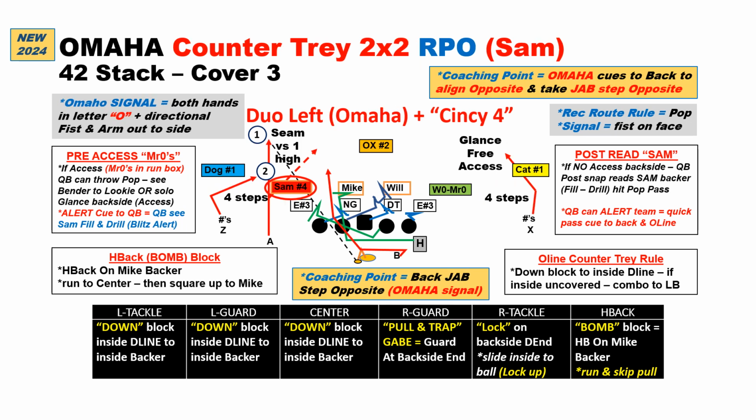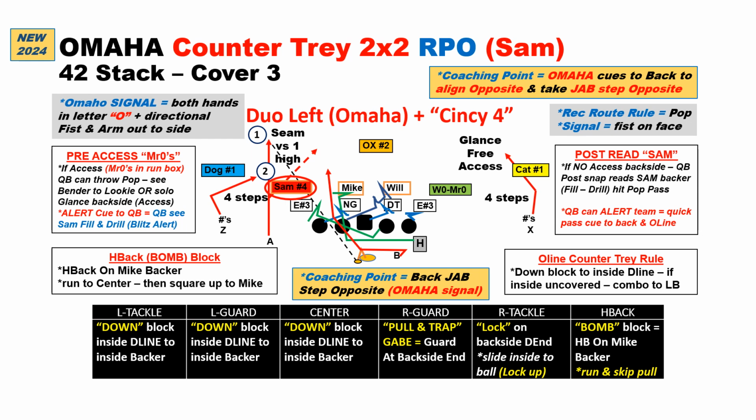Next, then we can do our Omaha counter, which just cues the back to align opposite the point of attack and take one jab step opposite for timing purposes. Everything's exactly the same. Guard pulls flat to kick out, H-back leads to the hole, receivers run their pop routes, and quarterback uses his rocker reading the Sam backer.